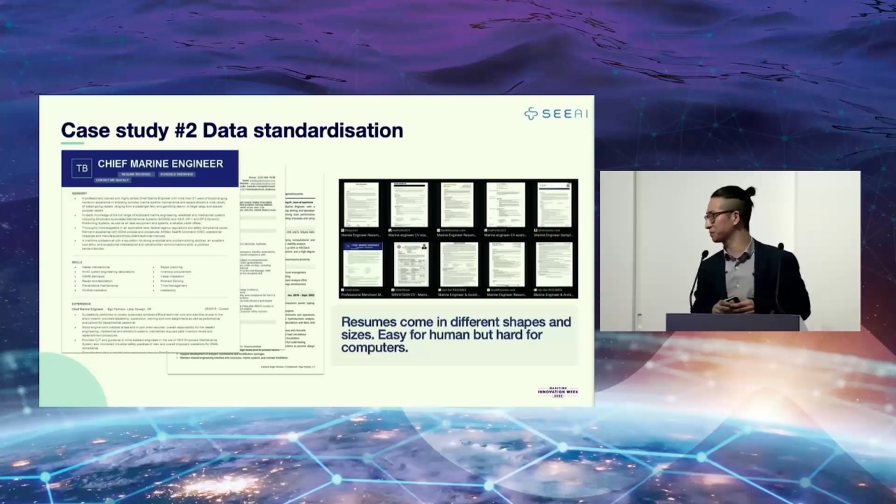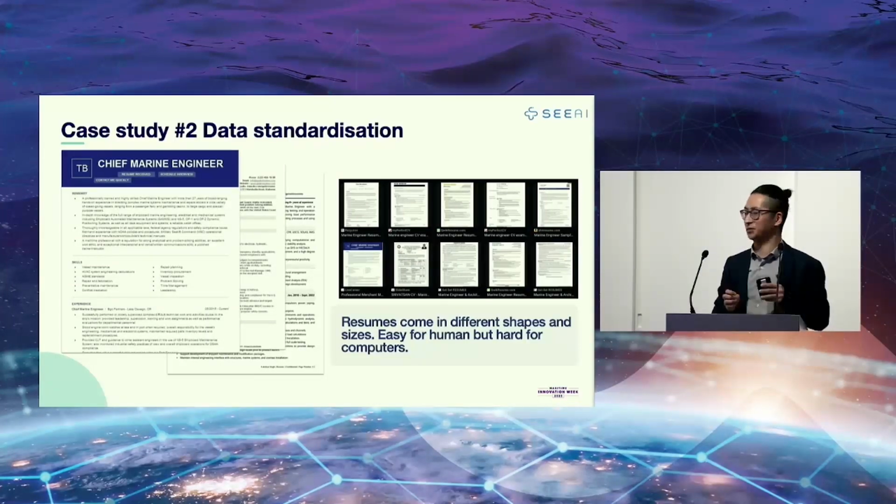People might use images. They could have different layouts. Even the words that they use could be very different. People write PhD versus doctor, MSc, master's, work experience versus occupation.